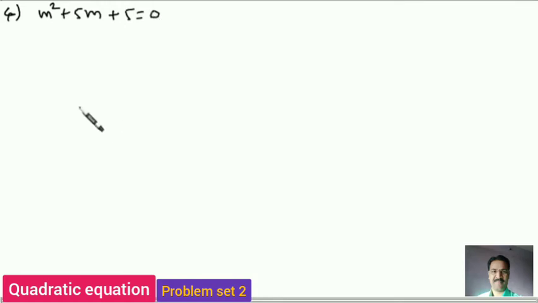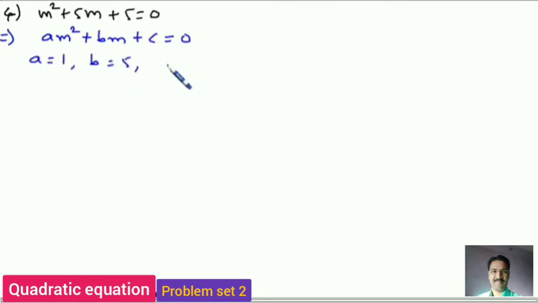Now again just observe whether it is factorizable. Five ones are 5, maybe 6 would be okay, or minus 4 is also okay, but it is not possible. So again I will use the formula method. Straightaway compare with the standard form. What is the standard form here? That is am square plus bm plus c is equal to 0. So by comparing, a is equal to 1, b is equal to 5 and c is equal to 5.